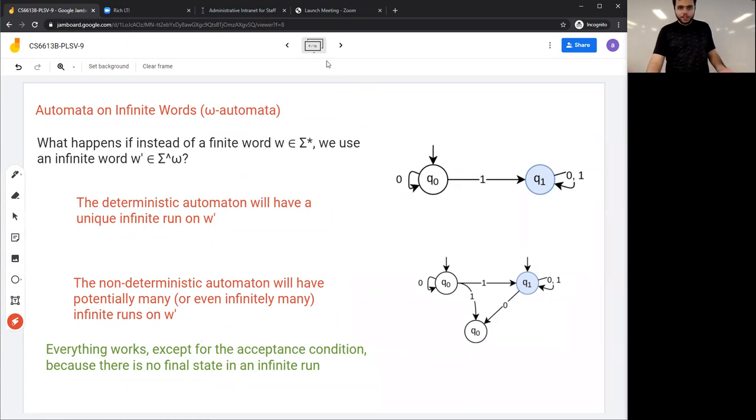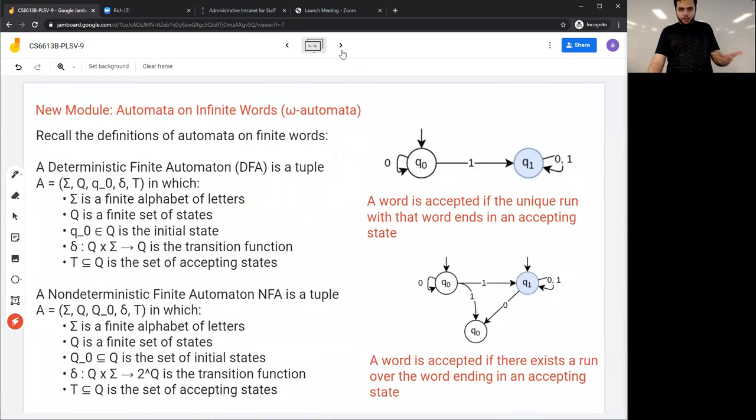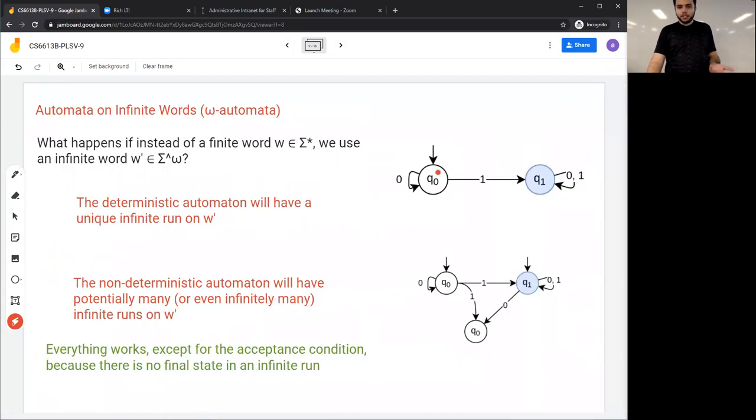Now, if you look at the definitions that we had for finite automata, everything works here. You can basically start, and it doesn't matter that the input is infinite. You can just run it very normally. The only problem is that your run will also be infinite. In the deterministic case, you will have a unique run, but the run is infinite. In the non-deterministic case, you can have many runs, maybe even infinitely many runs, and all of the runs are infinite. So everything works. The only thing that doesn't actually work is the acceptance condition.